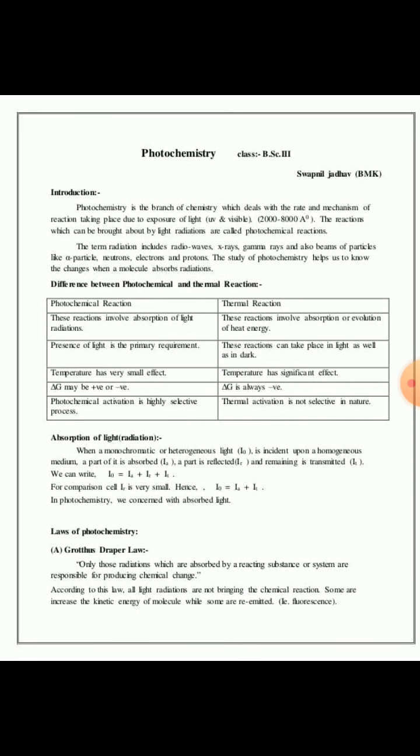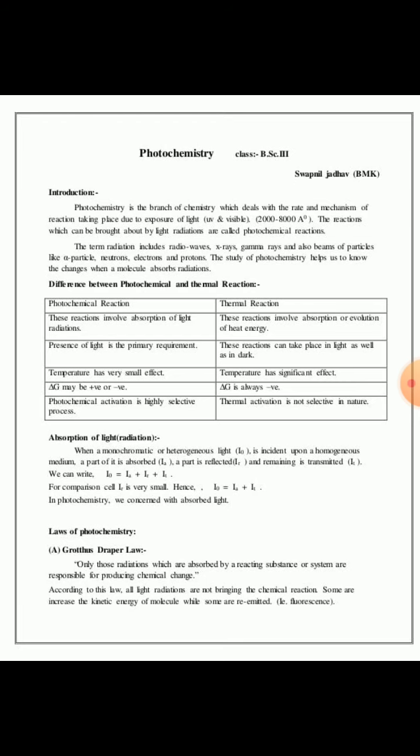Now we discuss the difference between photochemical and thermal reactions. Photochemical reactions involve absorption of light radiations. Thermal reactions involve absorption or evolution of heat energy. In photochemical reactions, light is the primary requirement. Thermal reactions take place in light as well as in dark. In photochemical reactions, temperature has a very small effect, and in thermal reactions, temperature has a significant effect.